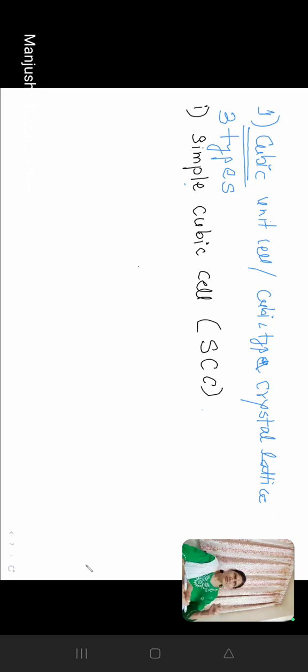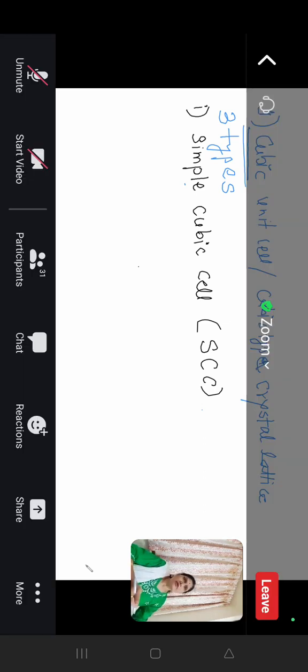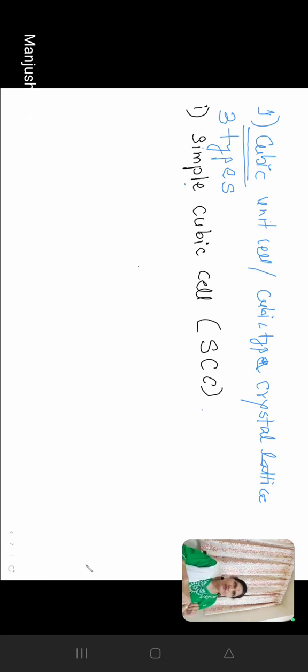So in some metal there is rhombohedral type of structure. In some metals there is a triclinic, or in some metal there is monoclinic, like that. So it depends upon the unit cell. Now it is very vast to learn. So we are focusing only on the simple cubic cell.